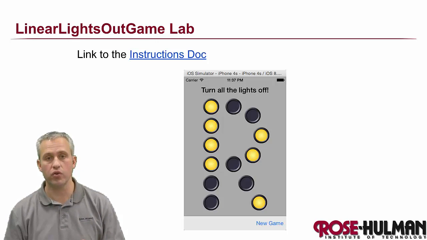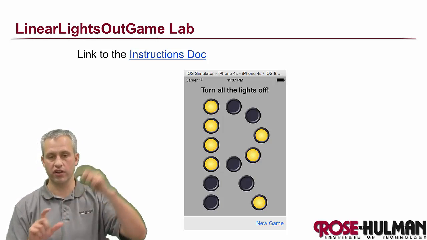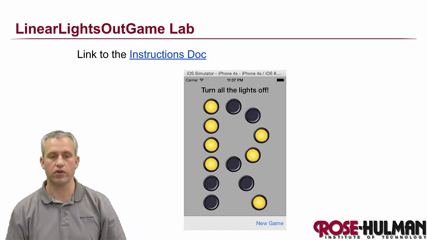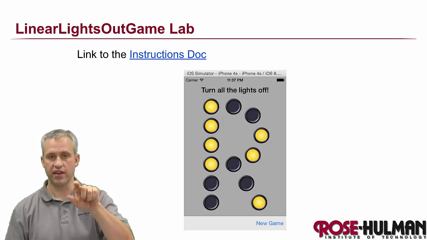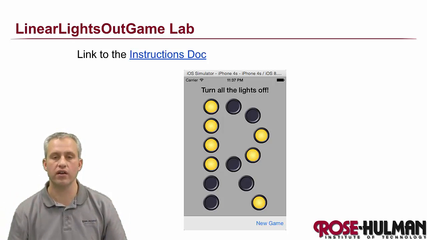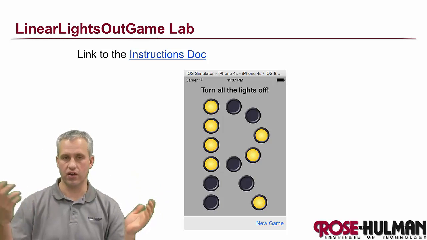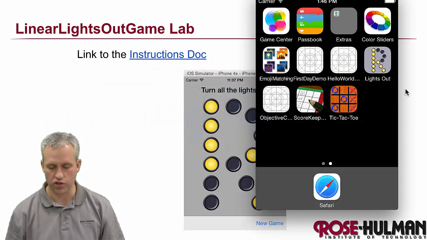This time we're going to do linear lights out. Lights out is a game which is traditionally two-dimensional, but we're going to do a linear version. The way it works is when you click on a light, a button, it'll toggle its state, on to off, and it'll toggle its neighbors. So in linear lights out, you've got two neighbors, except for the ones on the end where you only have one neighbor. Let's go ahead and look at it in simulation.